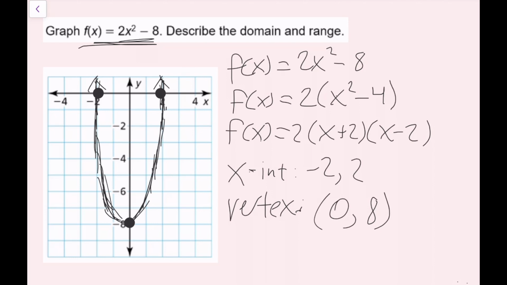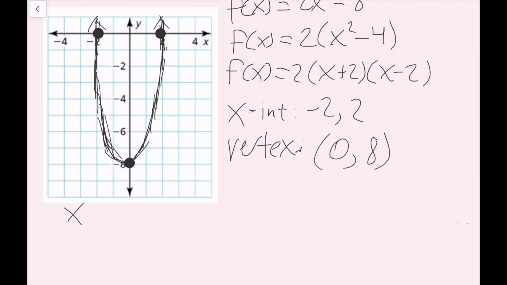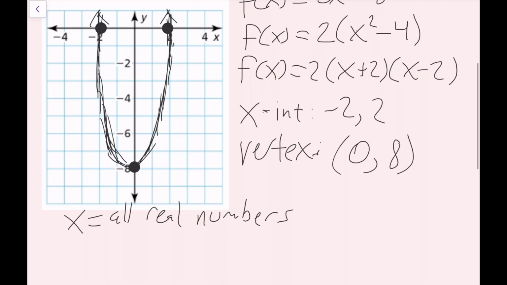Now the last step we need to do is describe the domain and range. So just like any parabola that we have, the domain is going to be x equals all real numbers, because we can plug in any number for x. There's no restrictions that I can plug in for x. And then the range is going to be f of x. Well, the smallest value here is -8. Every other y value is larger than -8. So the range is going to be f of x is greater than or equal to -8. So this is our domain, and this is our range.